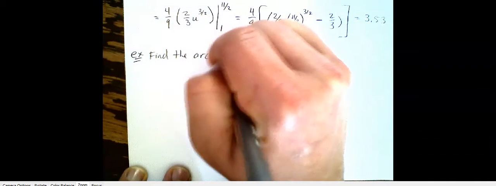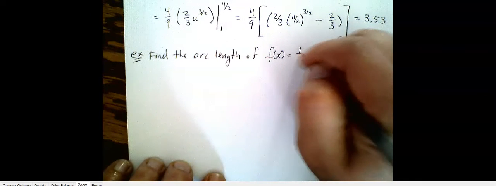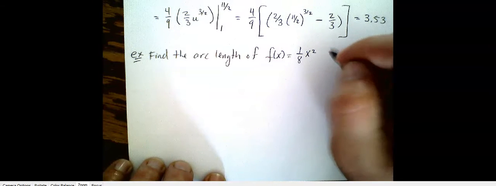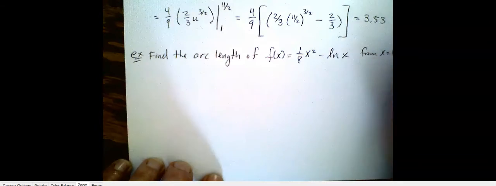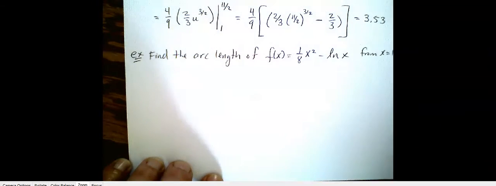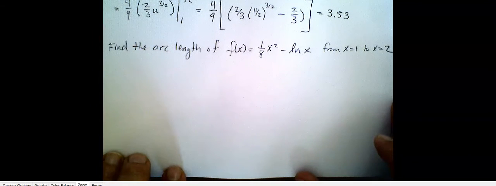All right, let's try another example. So same thing. Find the arc length of f of x equals 1/8 x squared minus the natural log of x from x equals 1 to x equals 2. So from x equals 1 to x equals 2.